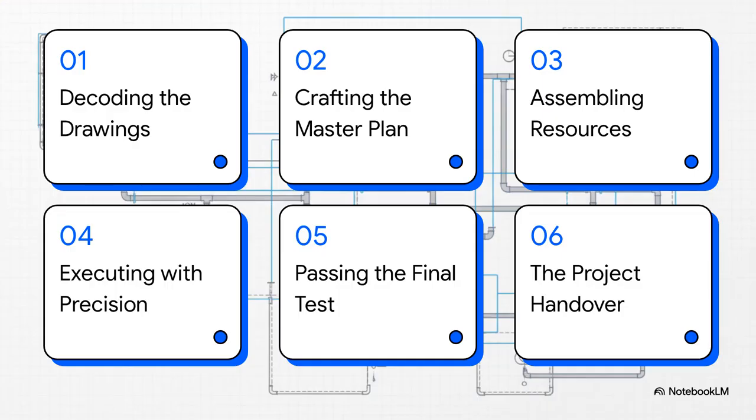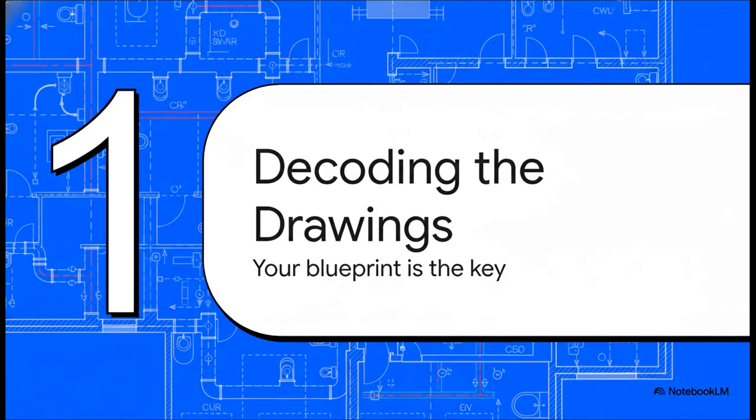Okay, here's our roadmap. We're going to tackle this just like a real project, from start to finish. First, we have to learn the language of the drawings. Then, we turn that understanding into a solid plan and figure out what materials we need. After that, it's all about getting on site and building it right, testing everything, and finally, handing over a finished project. Let's dive in.